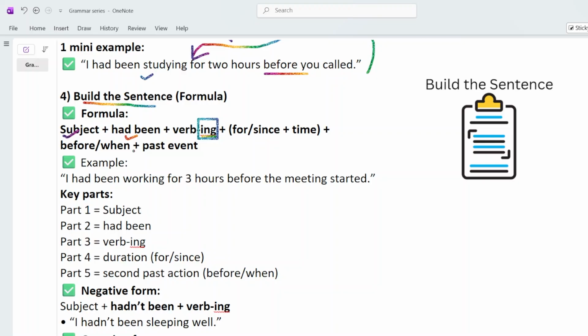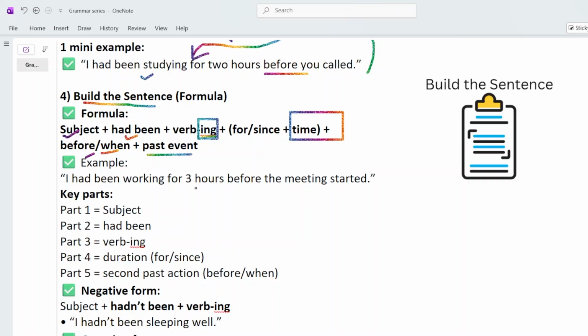So continuous is the ing form, right? The verb takes on the ing form. That's all. All right. Plus, what are you going to look at? Using those duration words plus the time frame, along with your before and when. These words are also very important when you're looking at using these perfect tenses. All right, plus a past event.